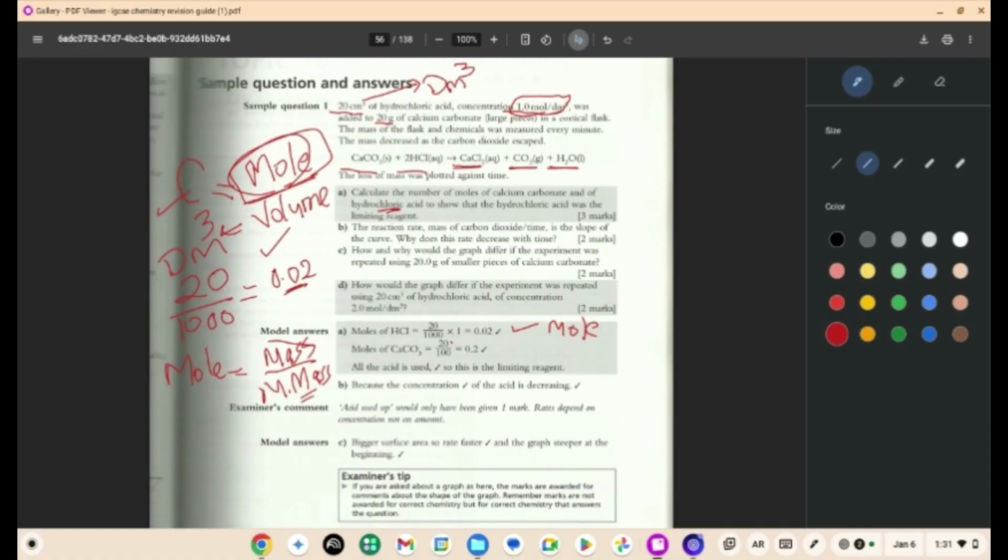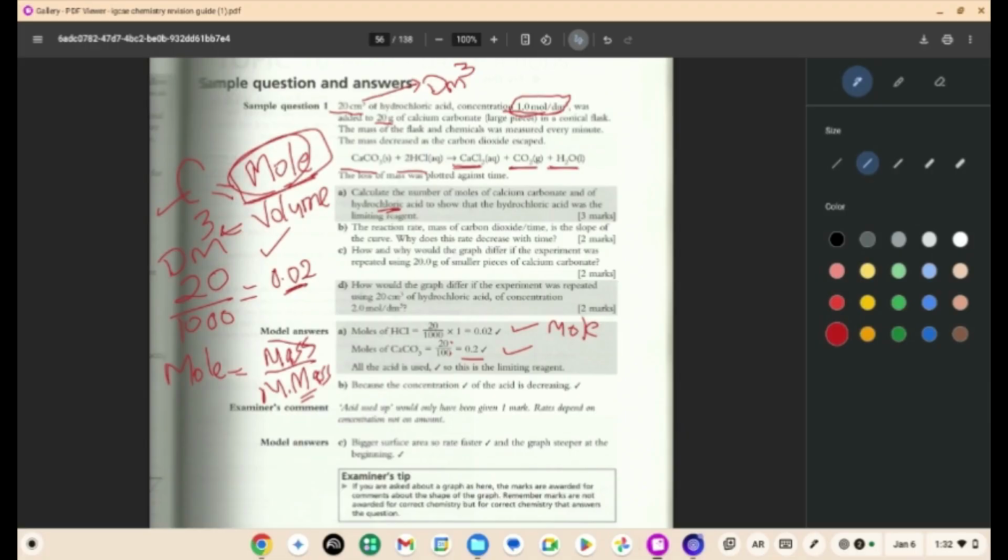Regarding the molecular mass, how can we calculate it? We calculate the molecular mass from the periodic table: calcium, carbon, and oxygen. We add them together. The molecular mass of calcium carbonate, as we know, is 100. Then we divide 20 by 100. The answer is 0.2. This is the number of moles of calcium carbonate. So all the acid is used. That's why hydrochloric acid is the limiting reagent.